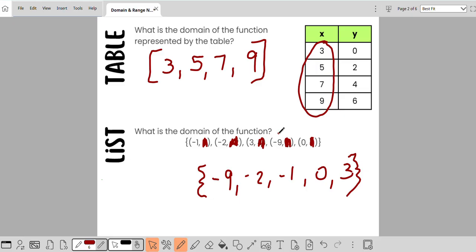So here's the -9. I'm going to put a dot there. Yep, I got it. Here's the -2. Got it. -1. Got it. 0 and a 3. I know you might think that that's a little bit too much to be doing, but believe me, it will be helpful to you, and you don't want to make mistakes. So the best way to keep yourself from making mistakes is to just go ahead and give yourself a double check, even a triple check sometimes.